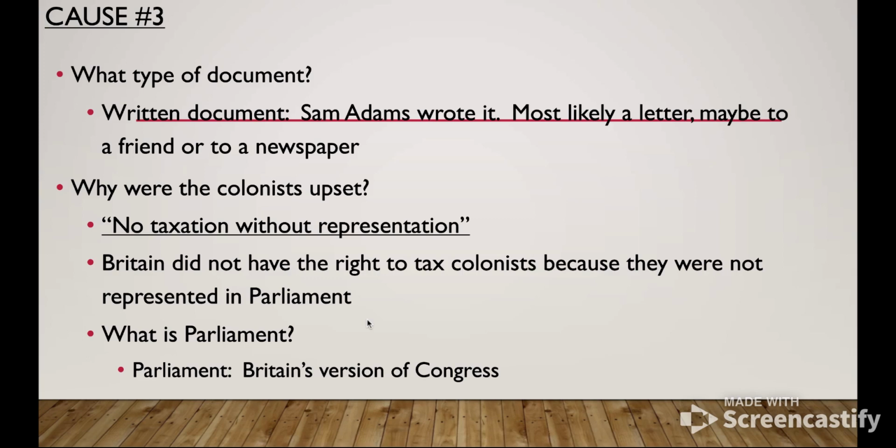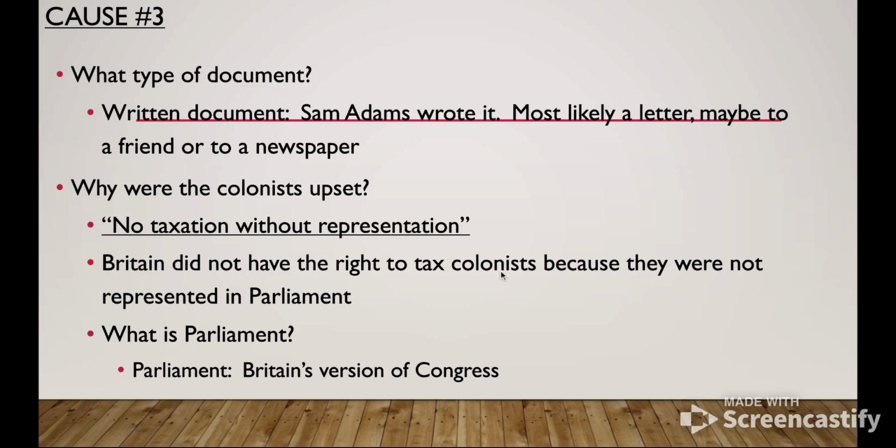So as you guys know, Britain had a king, King George III. You become a king by being born into it. However, they had this other group of people called Parliament, and these people were elected. And they went to Parliament, and they represented the people that elected them, and they helped pass laws, like tax laws. Back to the colonists.